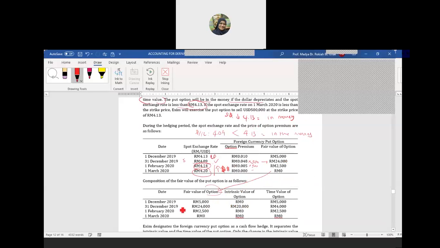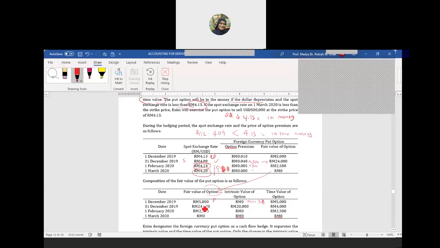And then on 1st of December, the value is 5. The value 5 is your premium, the premium that you paid during that time. And then the intrinsic value is 0 because during that time your market value is equal to your strike price. So we have 5 for the time value. All the premium of 5,000 here will be allocated to the time value.